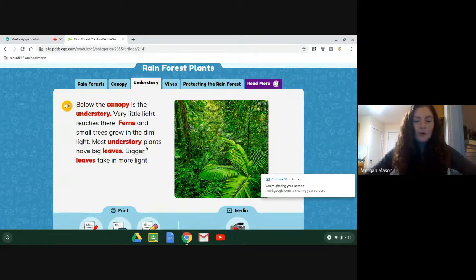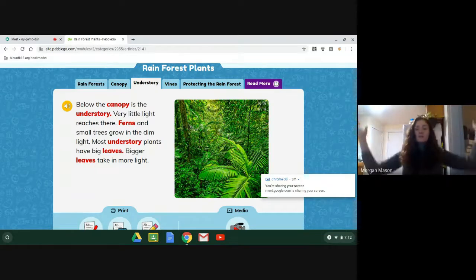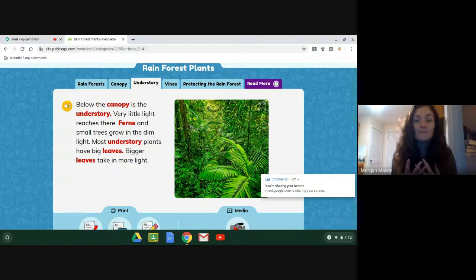Most understory plants have big leaves. So here's a fern, and the leaves are very big. Now here's an adaptation. Why do they have big leaves? The bigger leaves take in more light. So the bigger the leaves, the more light that it can take in for the rest of the plant.